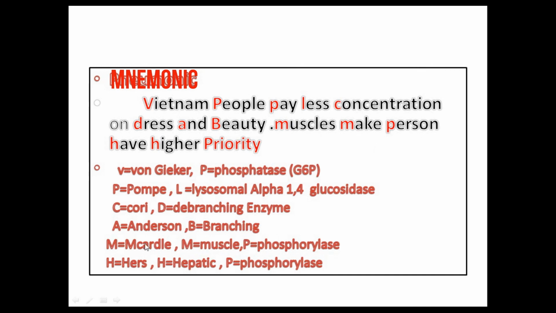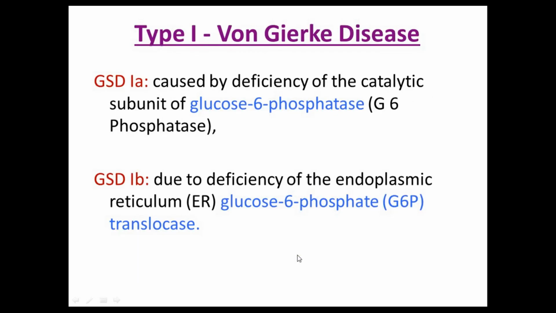And for MMP, muscle make person, it's McArdle, muscle phosphorylase, which is muscle glycogen phosphorylase. And from I have higher priority, it's Hers, hepatic glycogen phosphorylase.